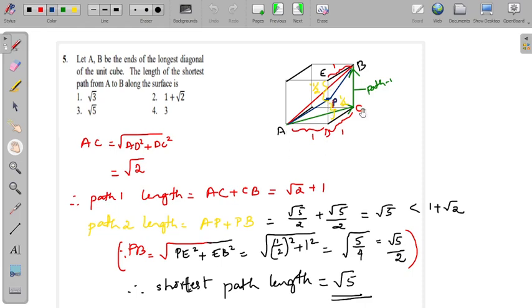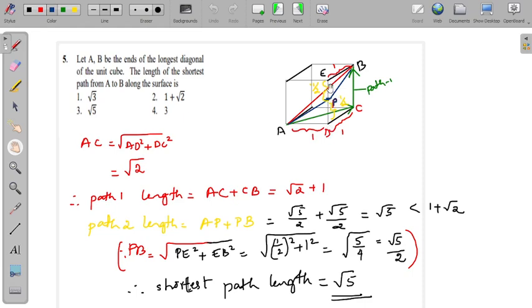Let us find out the length of the path. AC is nothing but the diagonal of this face. This value is 1 unit, this is 1 unit. So using Pythagoras theorem, diagonal should be root 2. So root 2, and this is one of the edges, root 2 plus 1. AC plus CB is root 2 plus 1. This is the length of the first path. Now the length of the second path, that is P is the midpoint of ED. So the full length is 1.